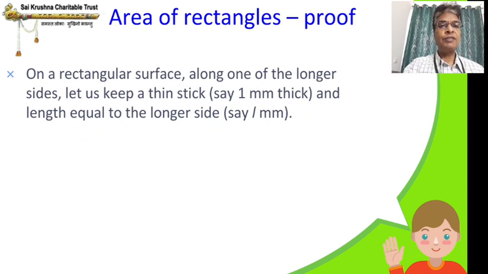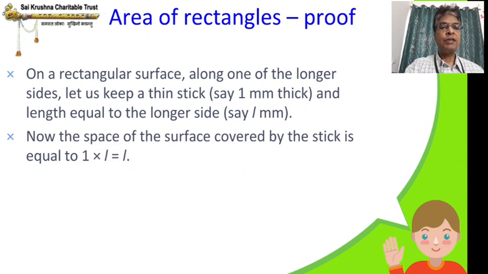Yes, on a rectangular surface along one of the longer sides, let us keep a thin stick, say 1 mm thick and length equal to the longer side, say L mm. In the next page, we will also see an example. Here you just understand the concept alone, the proof alone. So take a stick of 1 mm thickness and length equal to the longer side. Let us say the rectangle is L into B, so thickness should be 1 mm and length should be equal to L. Sorry, the longer side is L.